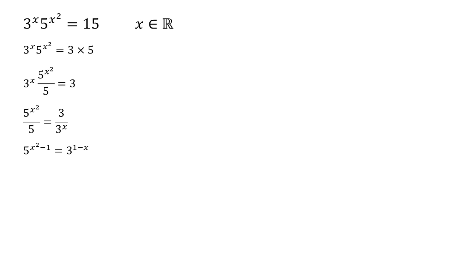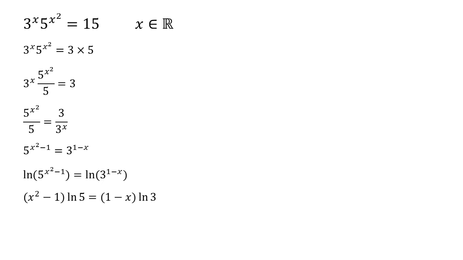Now, as our x's are in the powers, one thing to do here to get them out of those powers is to take logs of both sides, because then we can use our laws of logarithms to bring those powers down. So I'm going to take log natural of both sides. Now, if you've got log natural of a number to a power, the laws of logarithms, we can bring that power down as a multiple of the log. So we end up with x squared minus 1 times ln 5 is equal to 1 minus x times ln 3.